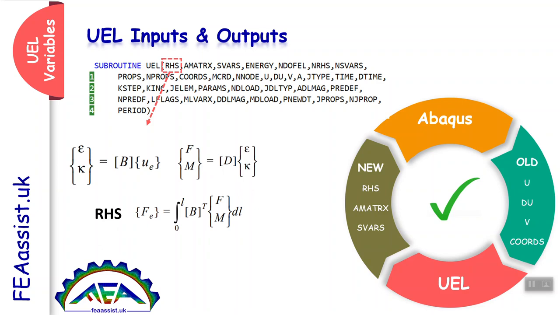So RHS is F, which, by combining these two equations, is the integration over the length of the element or area or volume of the element of B transpose F dL. So you understand what the RHS is that you need to update in your problem. It needs more explanations for the A matrix and all the variables.